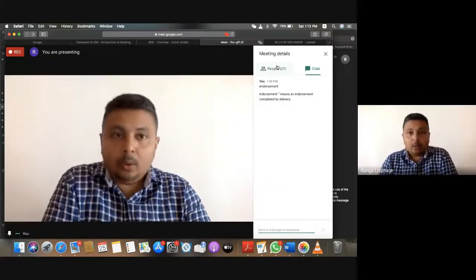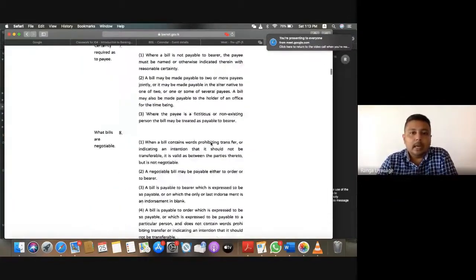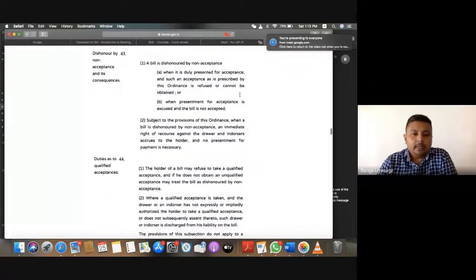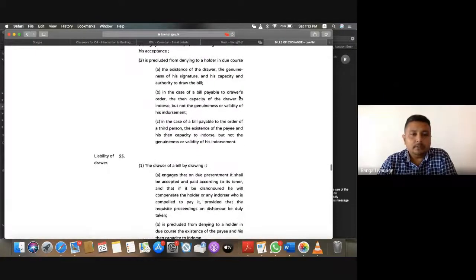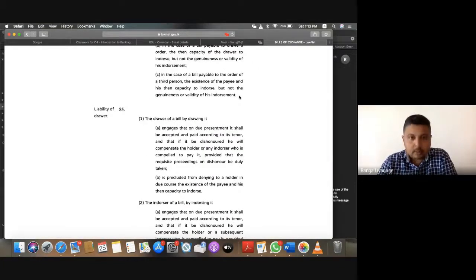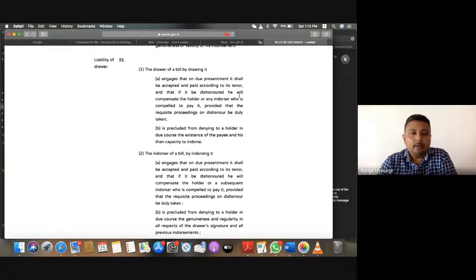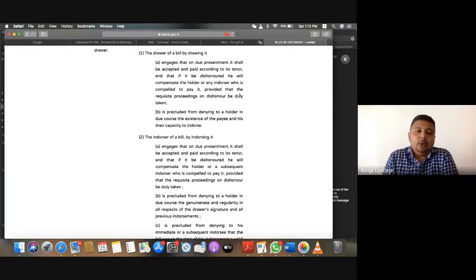Now, what are the liabilities of an endorser? The liabilities of an endorser are provided under section 55, subsection 2 of the Bills of Exchange Ordinance. The endorser of a bill, by endorsing it, engages that on due presentment the bill shall be accepted and paid according to its tenor, and that if it is dishonored, he will compensate the holder or a subsequent endorser who is compelled to pay it, provided that the requisite proceedings on dishonor are duly taken.